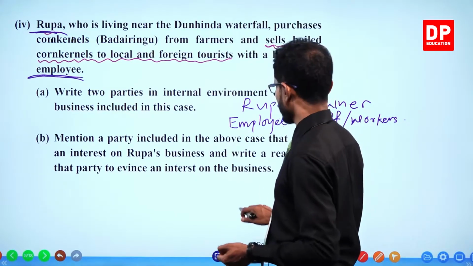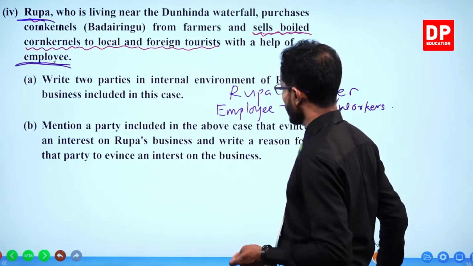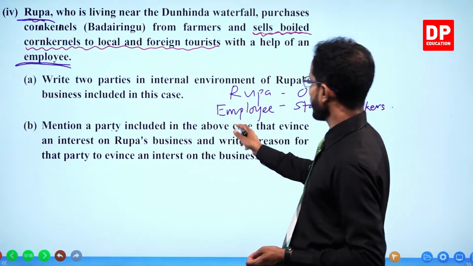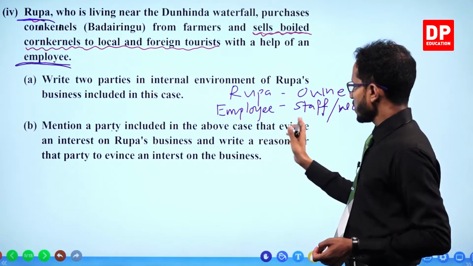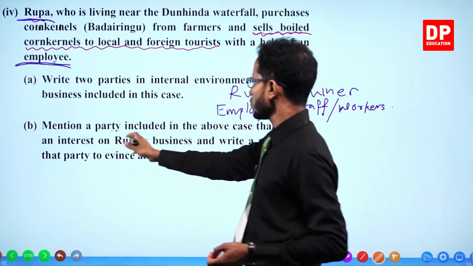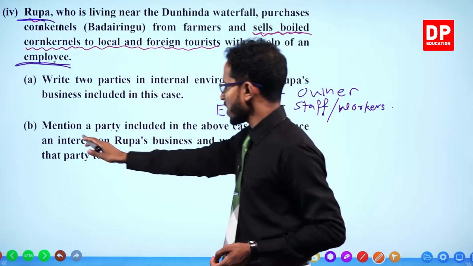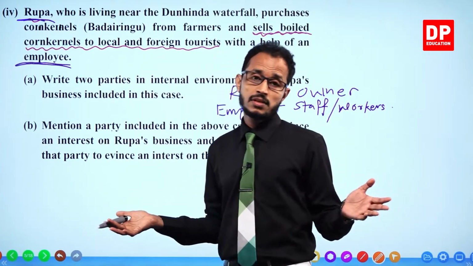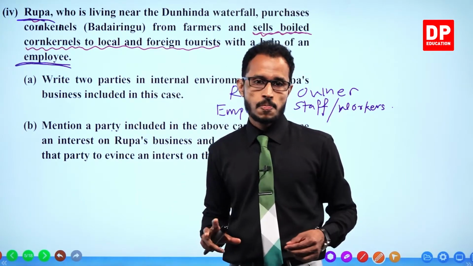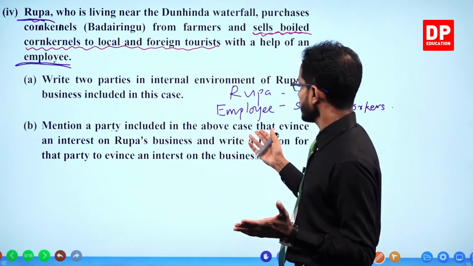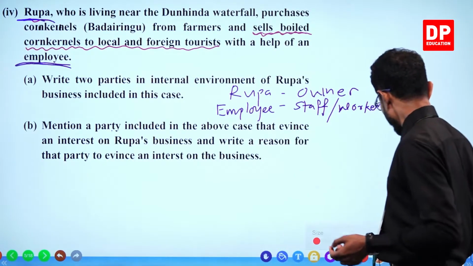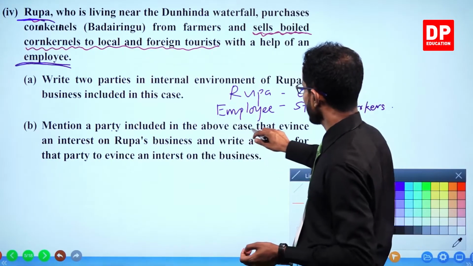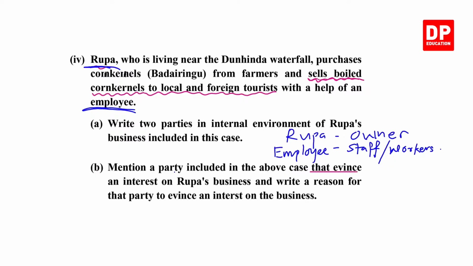Then they're asking us to mention a party included in the above case, Rupa's case, that evinces an interest in Rupa's business, and write a reason for that party to evince an interest in the business. Mention a party. You have to name a party who has an interest. Who has an interest? See? Evince means has an interest.